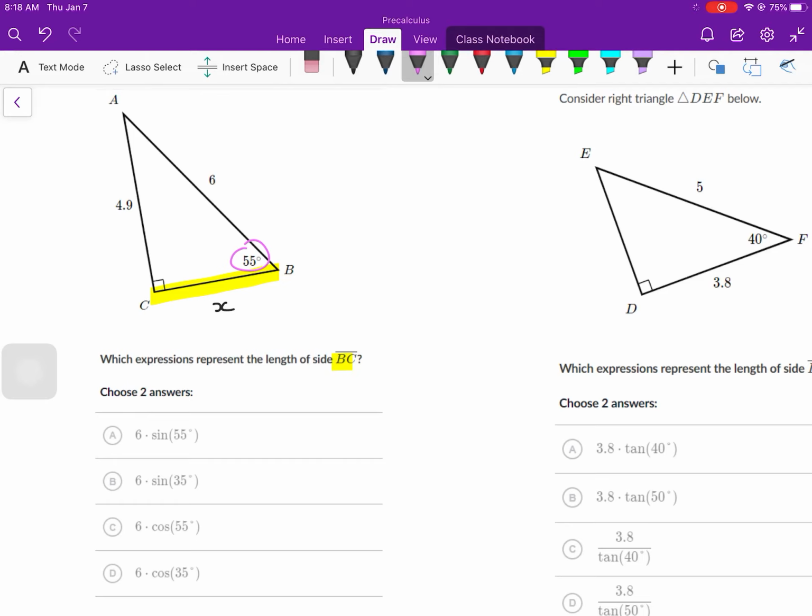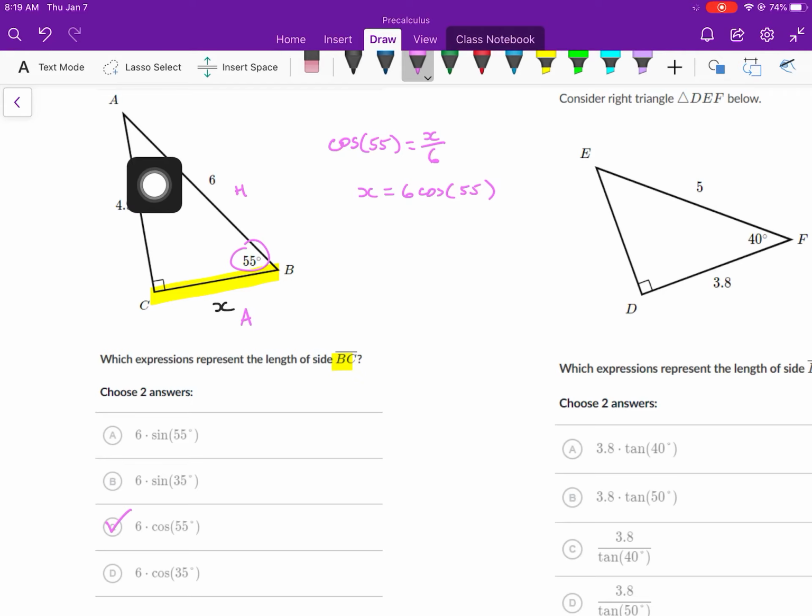We have to find X. We could use tangent, but I'm going to look at the multiple choice. There's no tangent here because opposite over adjacent, but I do see cosine. So let's use cosine. We have adjacent over the hypotenuse. So cosine of 55 equals X over 6. Multiply by 6. So X equals 6 cosine of 55. So that's one of them.